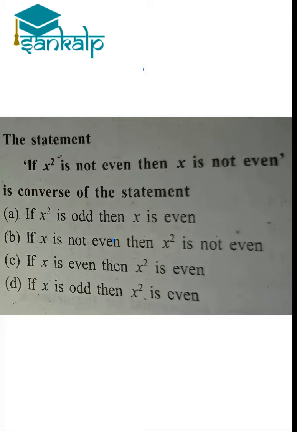If P implies Q, then the converse is Q implies P. So Q implies P will be: if x is not even, then x square is not even. Okay, so option B gives us the right answer. Next question.